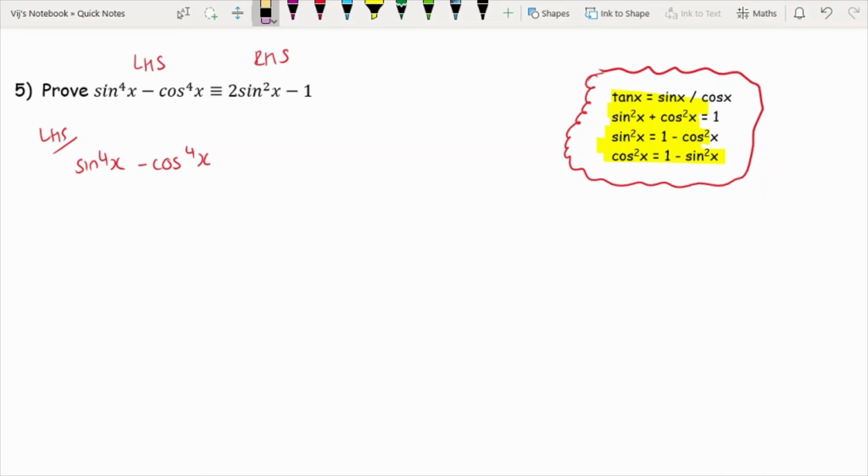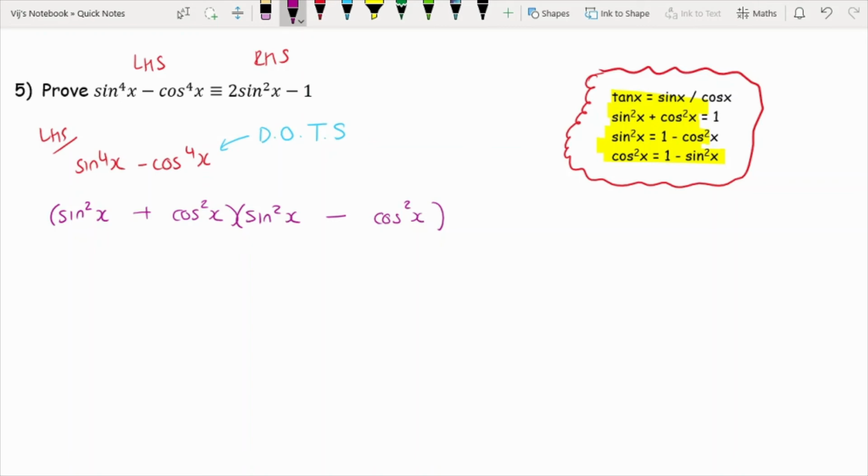And you are taking one away. Now it may not seem obvious, but hopefully now it will be, that what I need to do is use a difference of two squares, which I've always abbreviated as calling dots. To get sine x to the power of 4, I need to square sine squared x, and to get cos x to the power of 4, I need to square cos squared x. One is a plus, one is a minus.